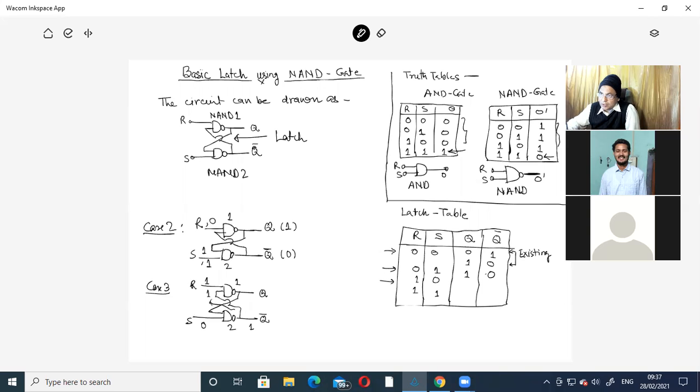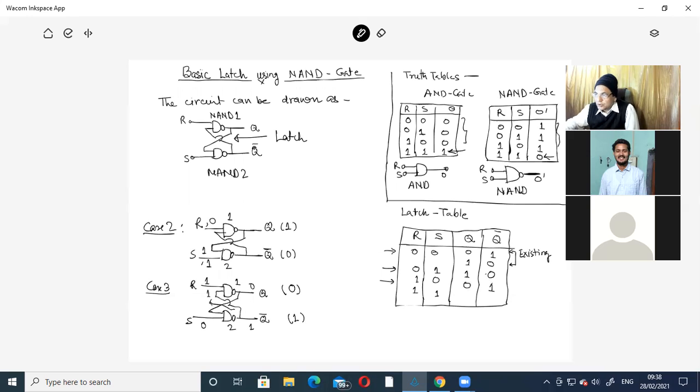And then 1 and 1, both are the input of NAND 1. So what will happen? Both the inputs of NAND 1, 1 and 1, then output is 0. So it is 0. So what we find? Q is 0 and Q bar is 1. So this case 1 and 0, that is 0 and 1.